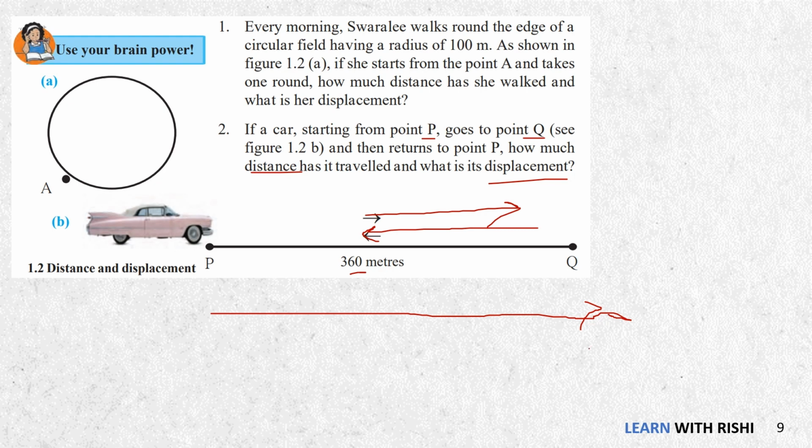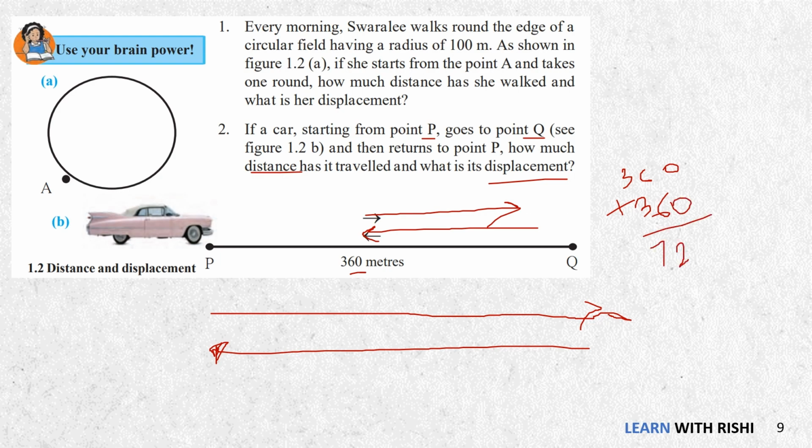From point Q the car went to point P again. So the total distance will be 360 from P to Q and 360 from Q to P. So it will be 360 plus 360. That will be 720. This will be our distance traveled. Now what will be the displacement? Again it will be 0, right? Displacement will be 0 meter and distance is going to be 720 meter.